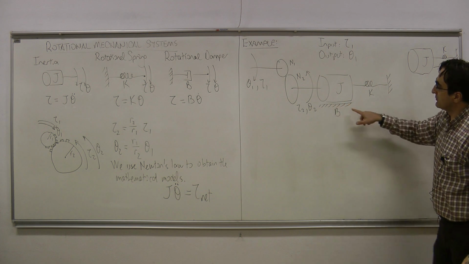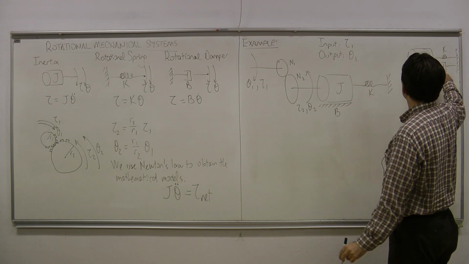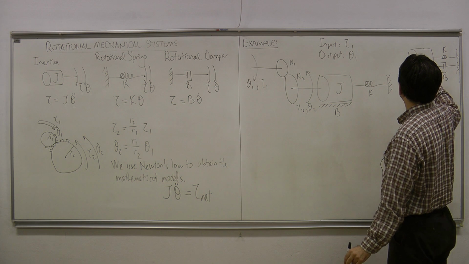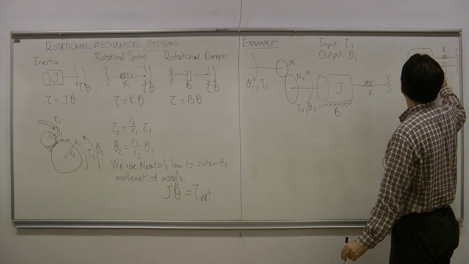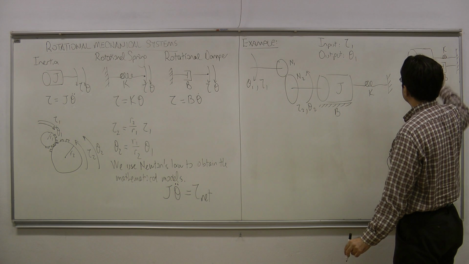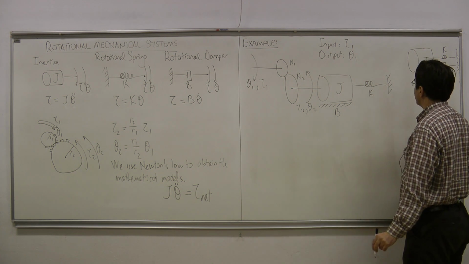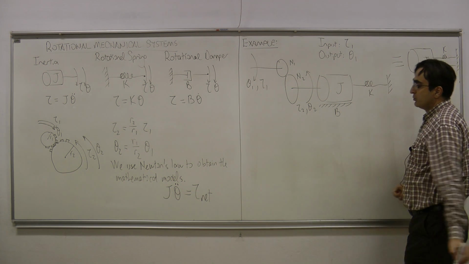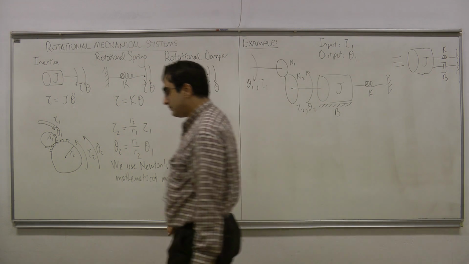Sometimes instead of showing the friction in this manner, we show it like this, connecting the inertia to a damper in addition to this spring here. So these are equivalent to each other.